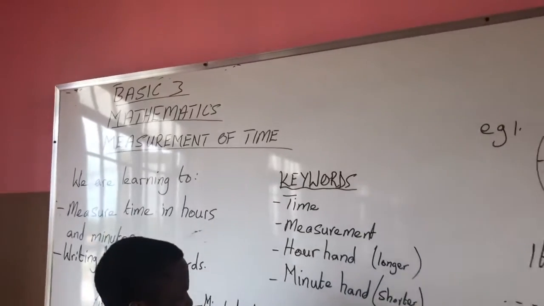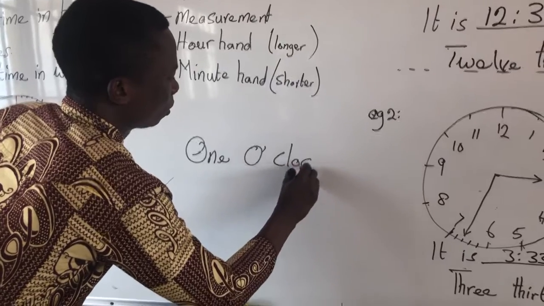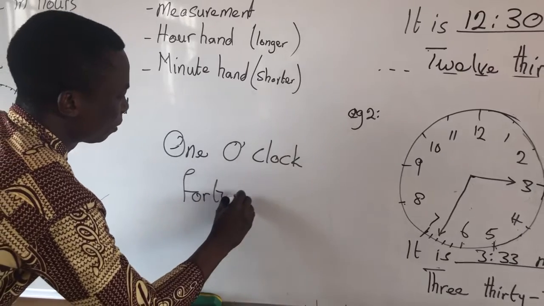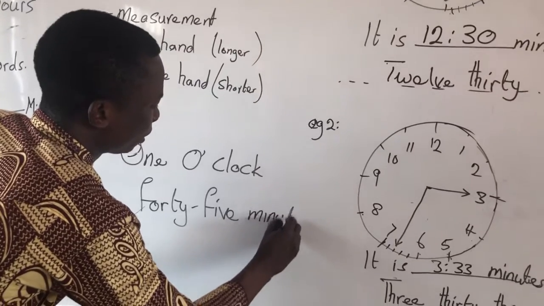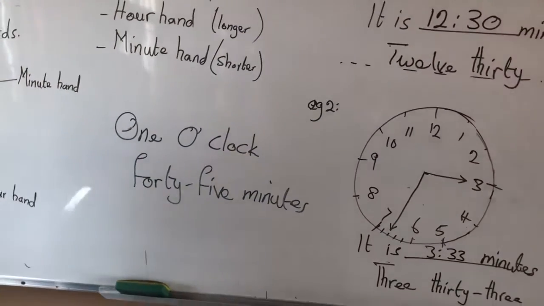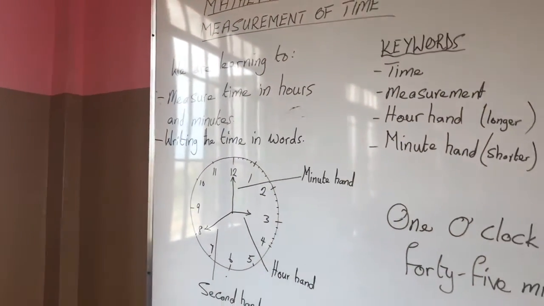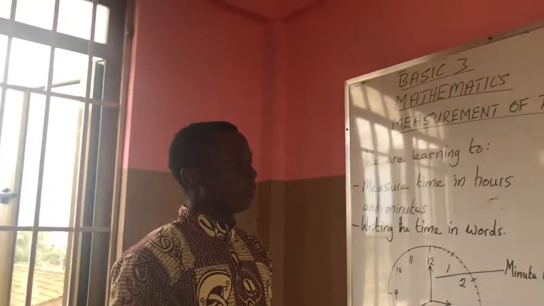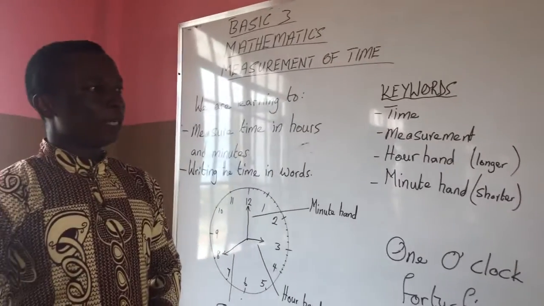Or you can also read it as 1 o'clock. Look at this, 1 o'clock 45 minutes. Now, we learned to what? Measure time in hours and minutes, and we also learned to write those time read in what? Words. Till we meet again, bye-bye.